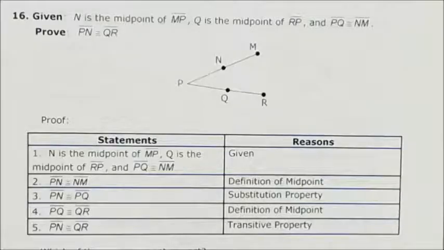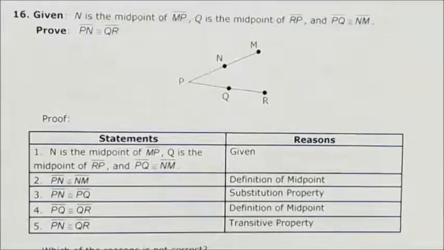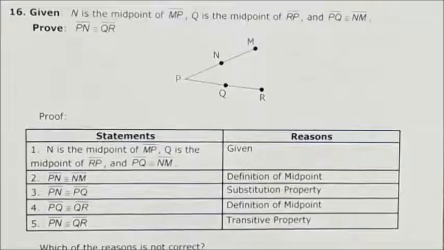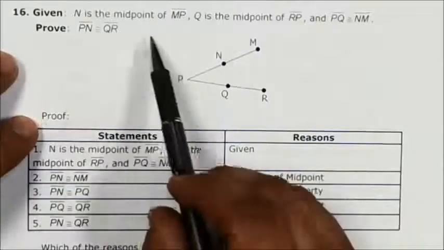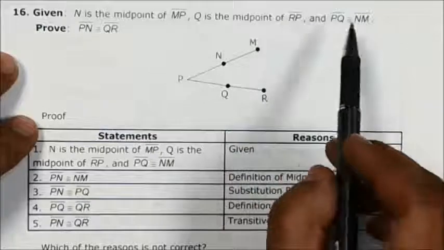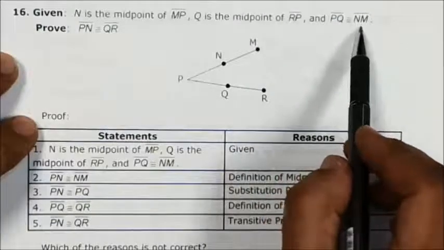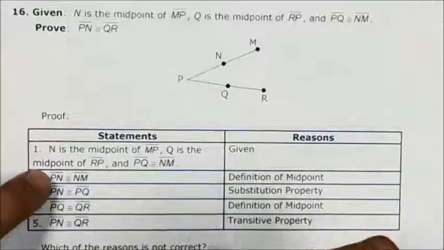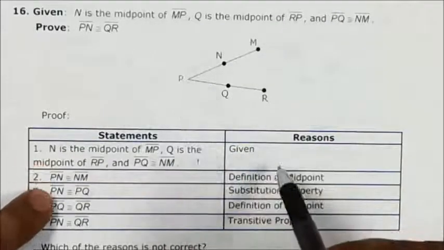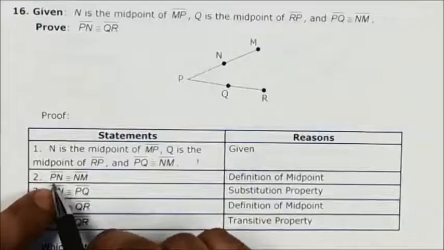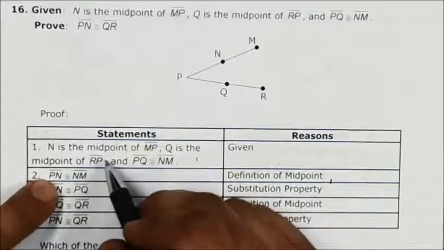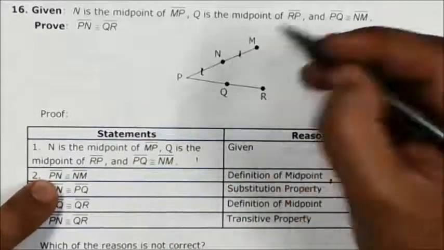All right, for number 16, I am told to look at this proof and figure out which of the reasons is not correct. All right, so looking at this, I'm told that N is the midpoint of MP, Q is the midpoint of RP, and I know that PQ is congruent to NM. All right, so I'm looking at this. This is my given statement, and all of those match up, so that's right. PN is congruent to NM, definition of a midpoint. That's what that means, that this side is congruent to this side.